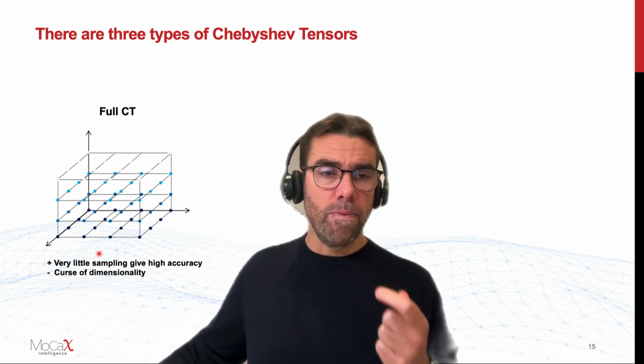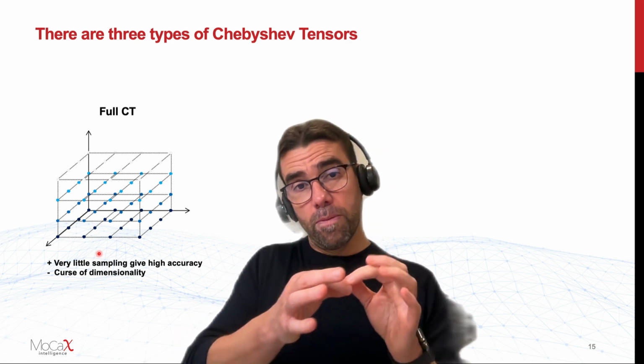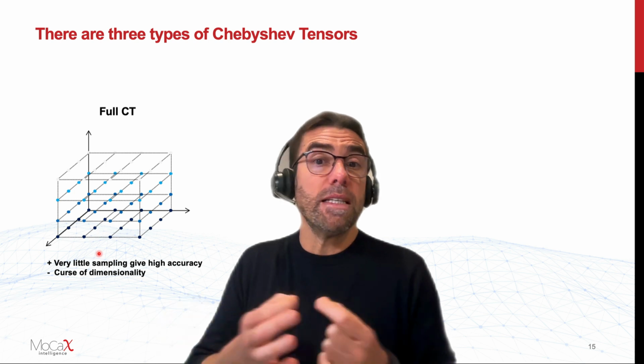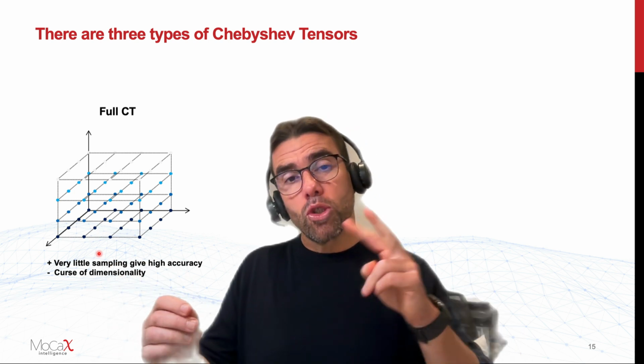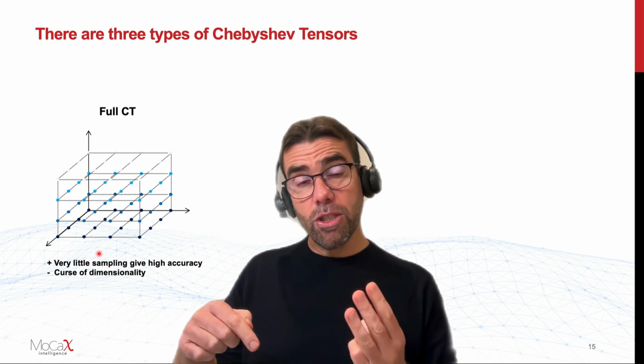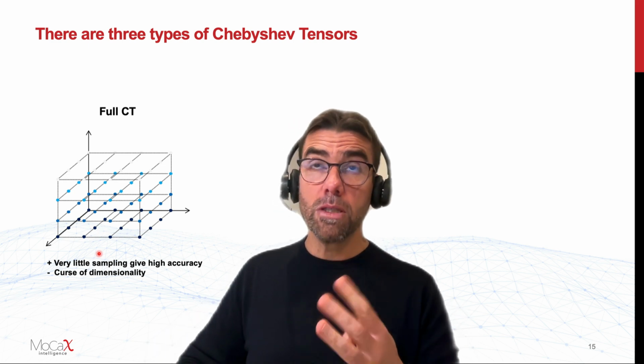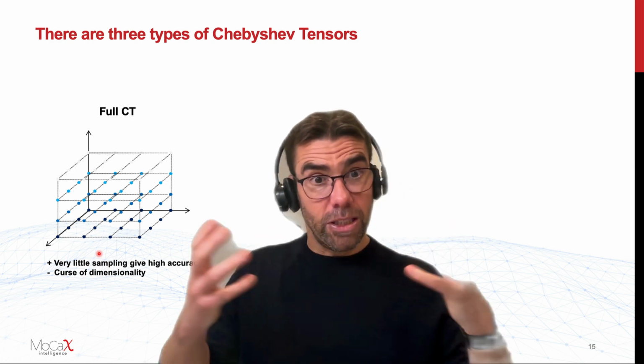Let me give you an example. Let's say that we have a one-dimensional tensor, so with 10 points. So we just have 10 points in the tensor. Excellent. 2 dimensions, we are going to have 10 by 10, that is 100 points. 3 dimensions, 10 by 10 by 10, that is 1,000 points. And then 4 dimensions, 10,000 points, etc., etc.